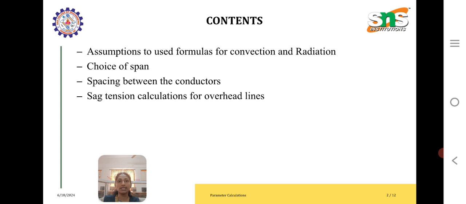So the contents in this video will be assumptions to use formulas for convection and radiation. What are the assumptions that we are considering? Next is choice of span and spacing between the conductors, and sag tension calculations for overhead lines. Sag and span are very important for a transmission line.